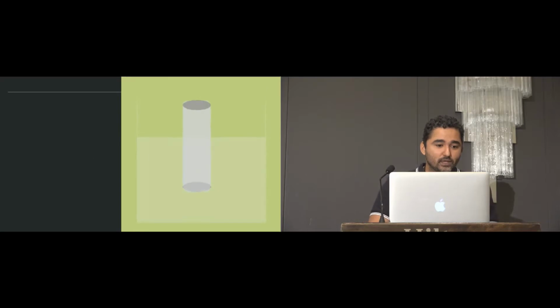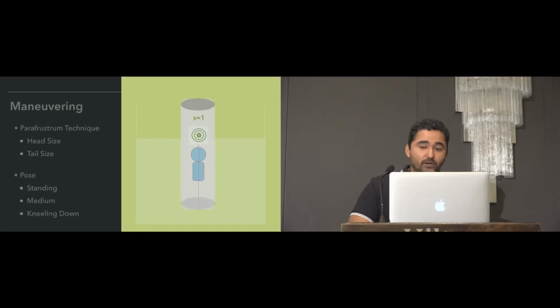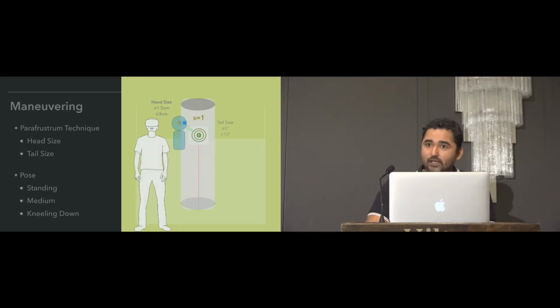In the second step, we reuse the parafrustum technique, which takes into account 2 main variables. First, the head size, which is represented by these 2 spheres there, where the user needs to align their eyes, as you saw in the video. And we are allowing some tolerances here, so plus minus 1.5 and 3 centimeters. And once the user is in the correct position, they need to align and orientate the gaze towards the center of the flag. This is also called tail size. We are also allowing some tolerances here, plus minus 5 and 10 degrees.